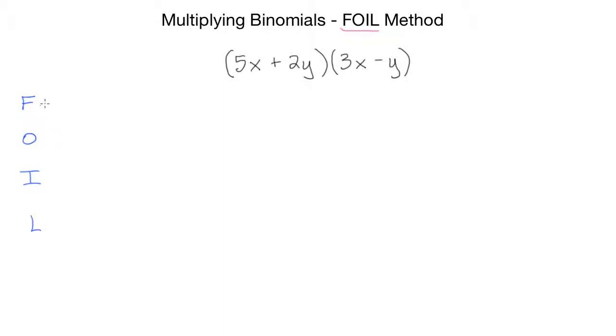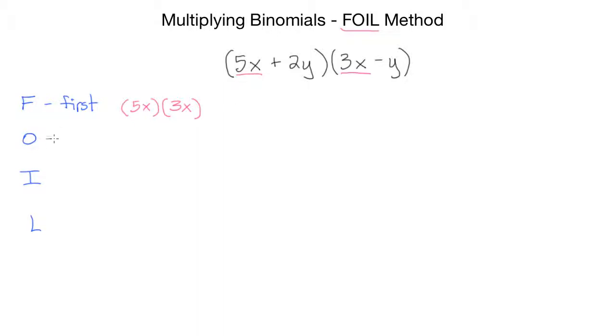So FOIL, the word F represents the first. It means I need to multiply in my binomial the two first terms together. So in this case, my first two terms are going to be the first term in this binomial multiplied by the first term in this binomial. So I've got to do 5x multiplied by 3x. There's my first two terms and I'm multiplying them together.